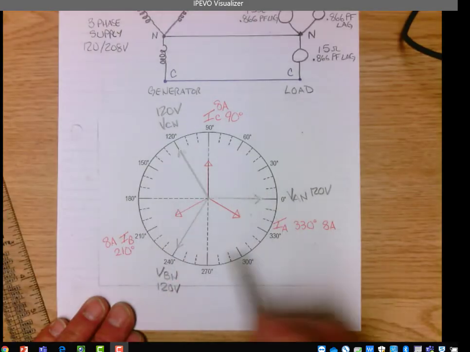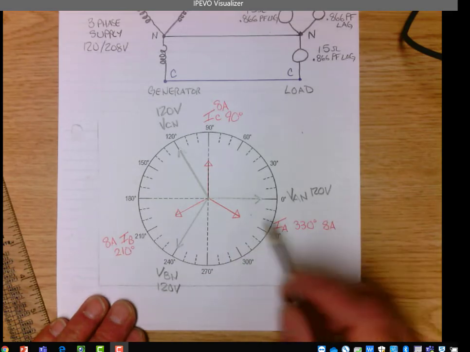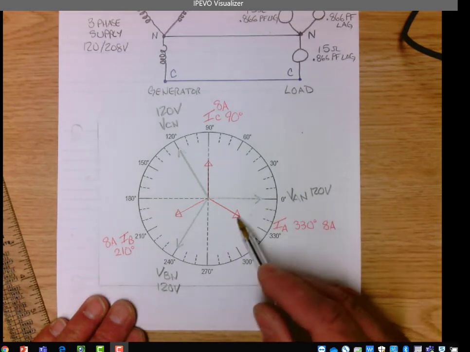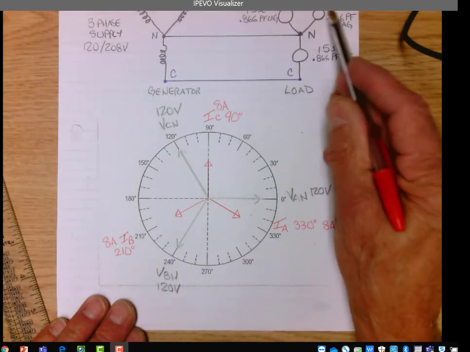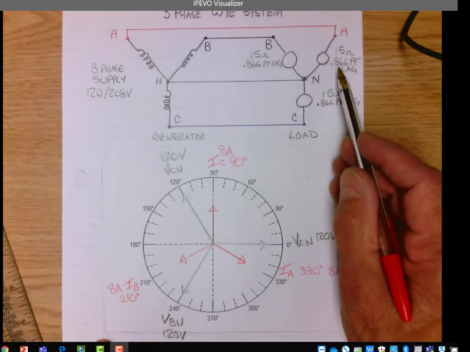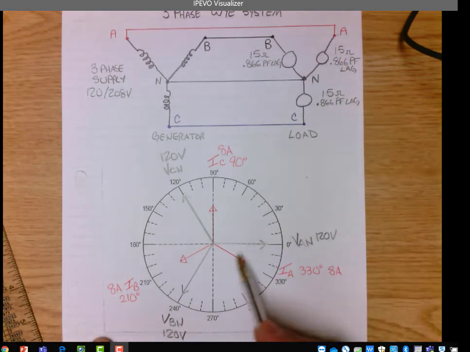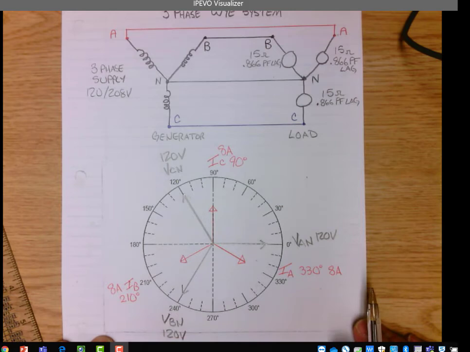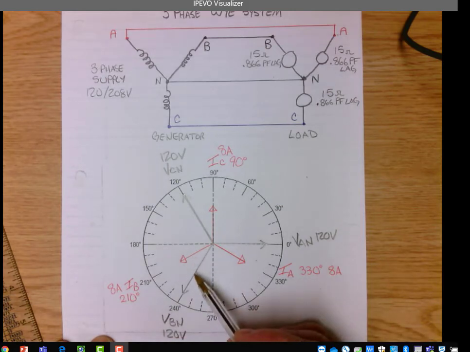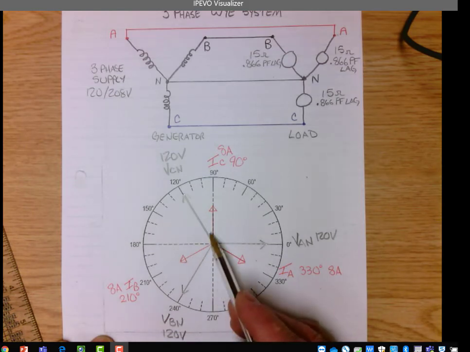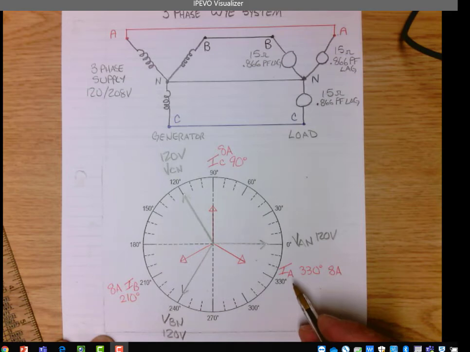This phasor diagram now shows the relationship between the voltage of each phase and the current of each phase. So for each load, in the load for phase A to N, the voltage across that load is happening at 0 degrees. The current through that load is lagging that voltage by 30 degrees. So the current is behind the voltage by 30 degrees. We have the same thing for phase B to N and for phase C to N. The same relationship exists between current and voltage. The current lags the voltage by 30 degrees.